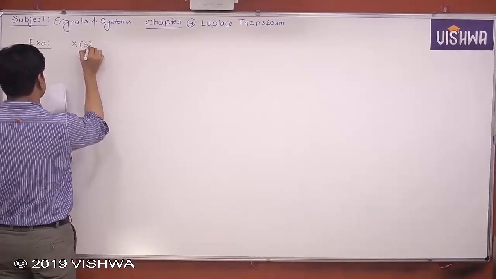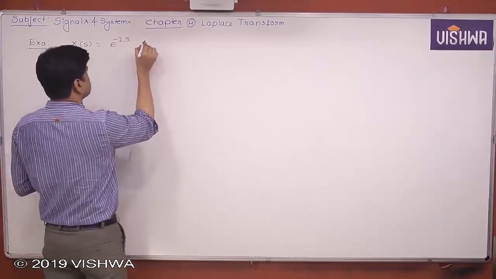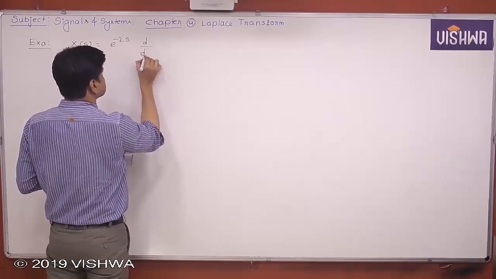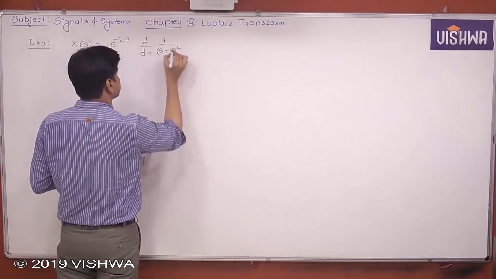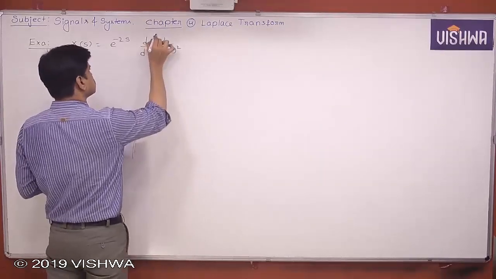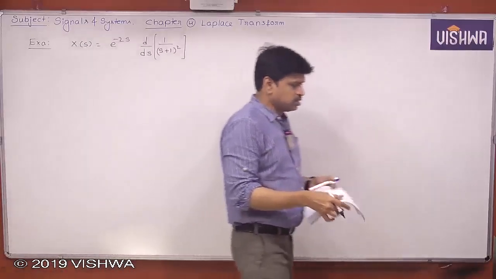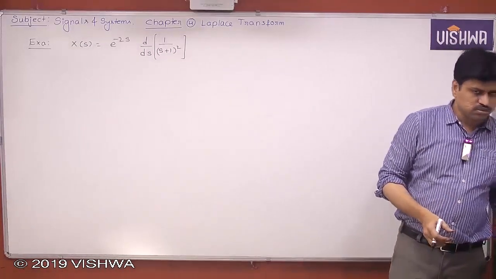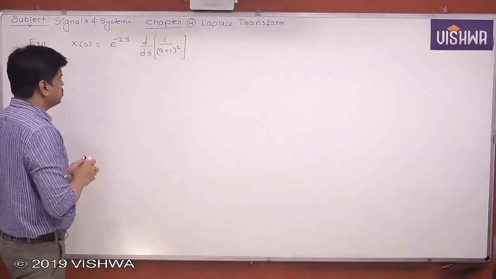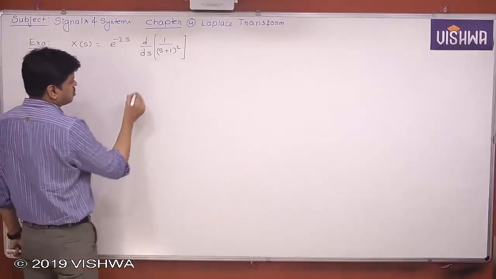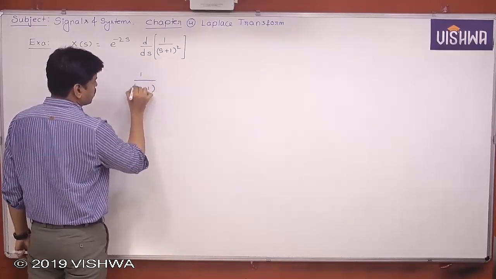X of s is equal to e power minus 2s d by ds 1 by s plus 1 whole square. Find x of t. Okay, so in reverse order we have to go. Let's say first what we know, 1 by s plus 1 whole square.